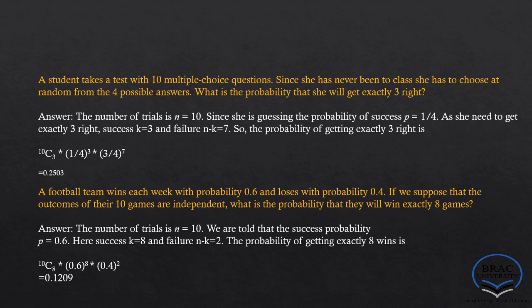A football team wins each week with probability of 0.6 and loses with probability of 0.4. If we suppose that the outcomes of their 10 games are independent, what is the probability that they will win exactly 8 games? So the number of trials here is 10, number of successes here is 8, probability is 0.6, and 1 minus probability is 0.4, right? So nCr, that is 10C8, p to the power success here is r, that is p^8, and 0.4 to the power 10 minus 8, that is 2.